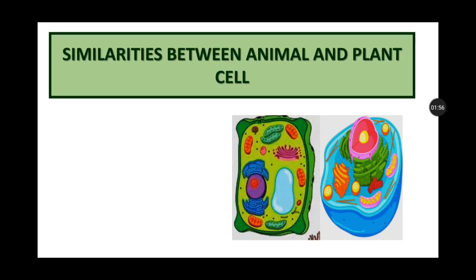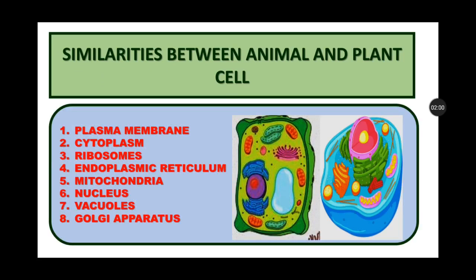Now, what are the similarities between the animal and the plant cell? Basically both have the plasma membrane. In animal cells it is clearly visible, but in plant cells it is only slightly visible because of the cell wall. Both have the cytoplasm, and both have ribosomes, attached ribosomes and free ribosomes in the cytoplasm. Then the endoplasmic reticulum, smooth and rough, both have this.